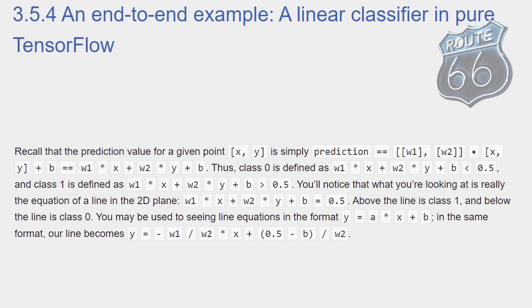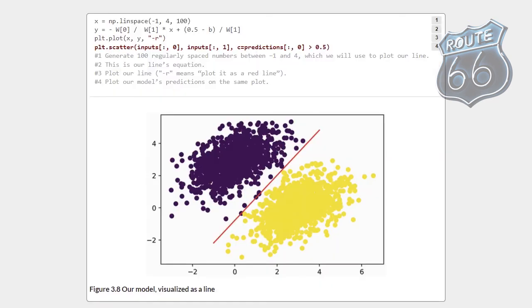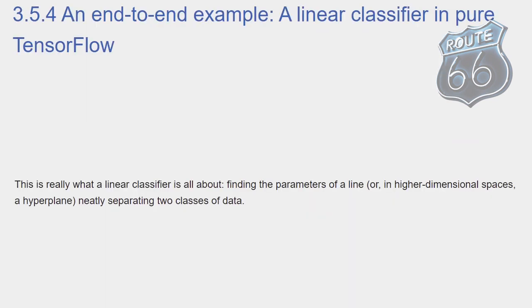You'll notice that what you're looking at is really the equation of a line in the 2D plane: w1 * x + w2 * y + b = 0.5. Above the line is class 1 and below the line is class 0. You may be used to seeing line equations in the format y = a * x + b. In the same format, our line becomes y = -w1 / w2 * x + (0.5 - b) / w2. Let's plot this line, shown in Figure 3.8.